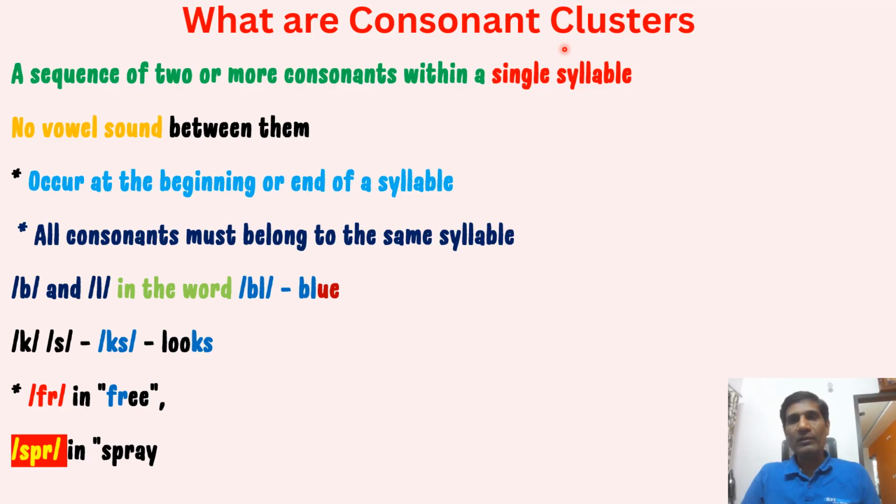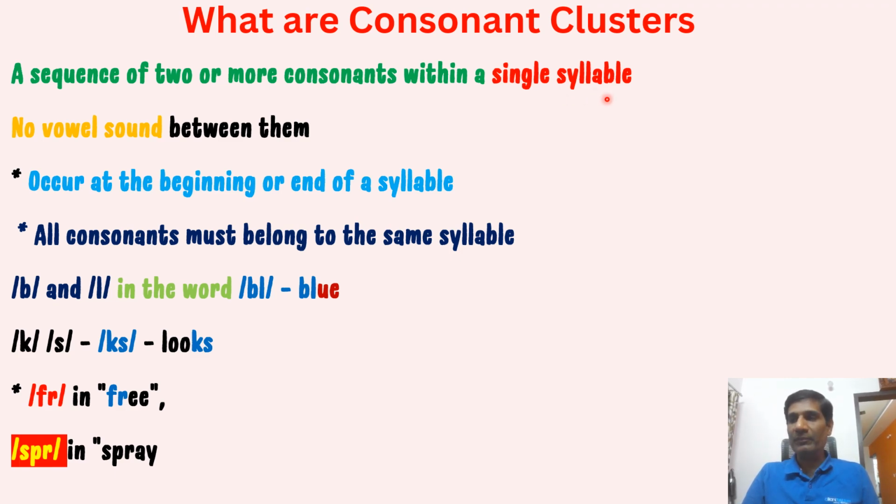What's the meaning of a cluster? A cluster is a group of similar things that are closely together. So consonant clusters are a sequence of two or more consonants within a single syllable. Do you know what a syllable is? A syllable is a unit, a part of a word. It contains a single vowel sound, that is pronounced as a unit.